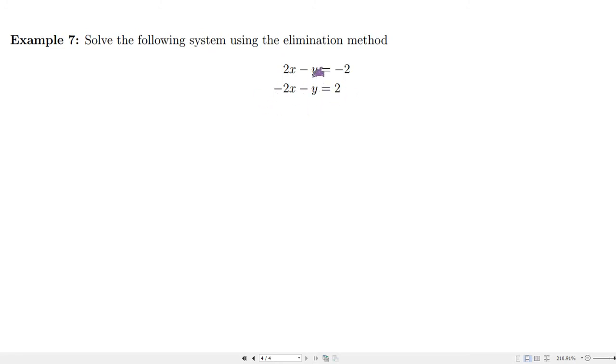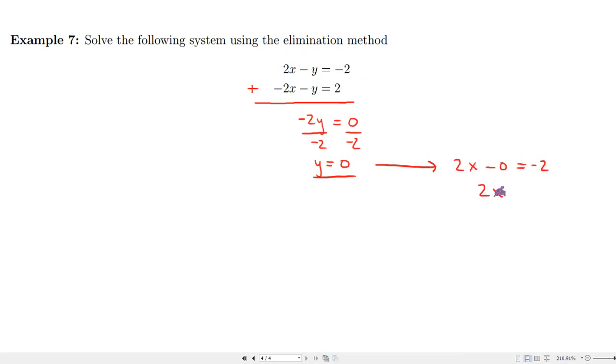If you wanted to eliminate y, we could multiply the second equation by a negative, but we don't have to do any of that. So I could just add them right now, and the x's are eliminated, and we have negative 2y is equal to 0. So then y is equal to 0. Now substituting this back into one of the equations up above, 2x minus 0 equals negative 2. So 2x is equal to negative 2, so divide both sides by 2, and x is negative 1. So that's our solution. So negative 1, 0.